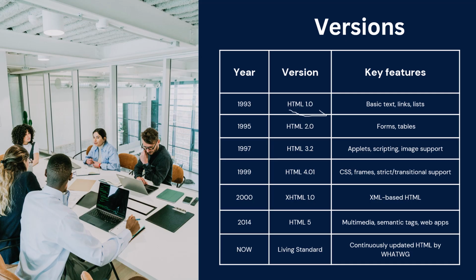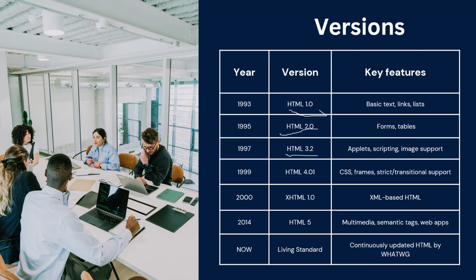Now, in 1995, the next version, HTML 2.0, the first standard. This has become the first official standard. It added support for basic forms and tables, allowing users to interact with websites. Now next, the HTML 3.2. It contains more features.